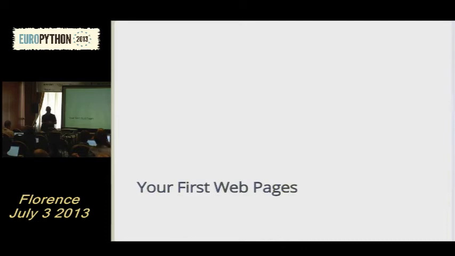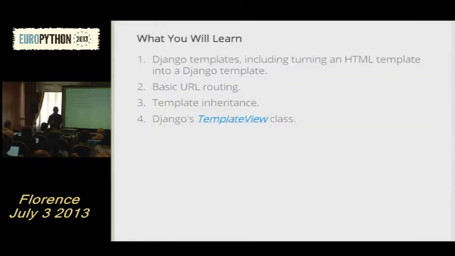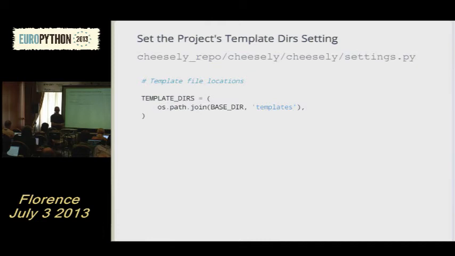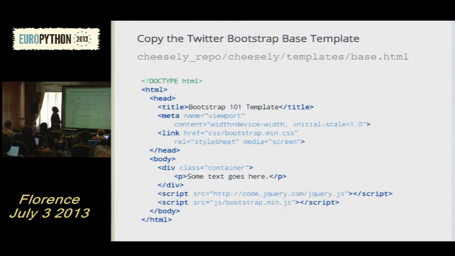Let's build web pages. In this section of the course, we're going to go through Django templates, including turning an HTML template into a Django template, which is really easy. Some basic URL routing, template inheritance, and Django's TemplateView class. So we already did this, so we're good. I guess we duplicated this between this section and the last section, but you already have a templates directory, which is good.